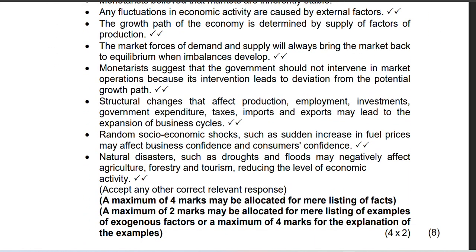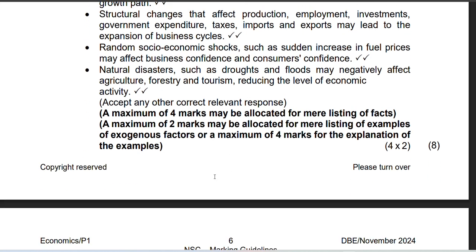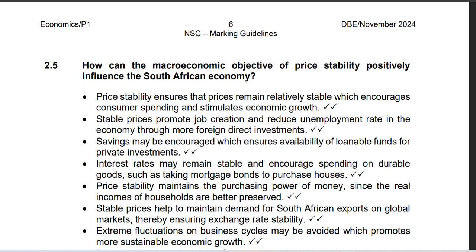And then random socio-economic shocks, such as a sudden increase in fuel prices, may affect business confidence and consumer confidence. Natural disasters such as drought and floods may negatively affect agriculture, forestry, and tourism, reducing the level of economic activities. Now we are at the end of 2.4. We're going to be looking at the last question, which is 2.5.